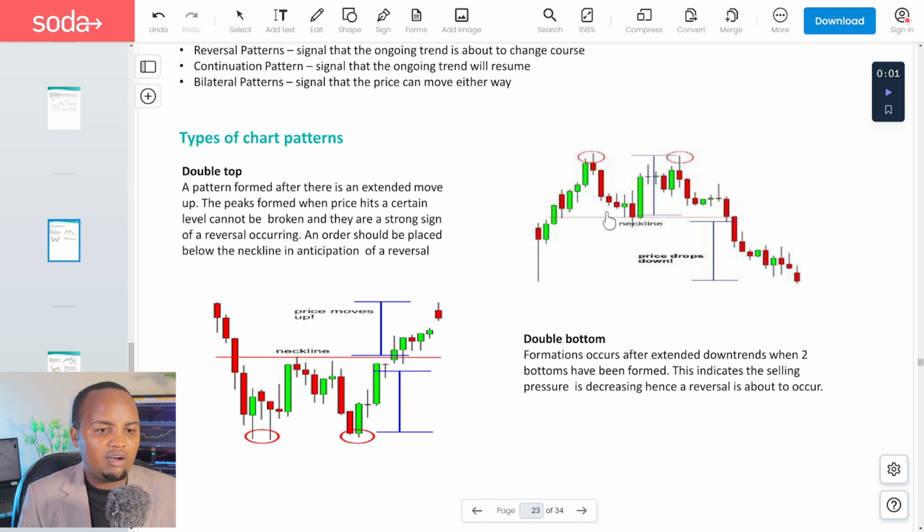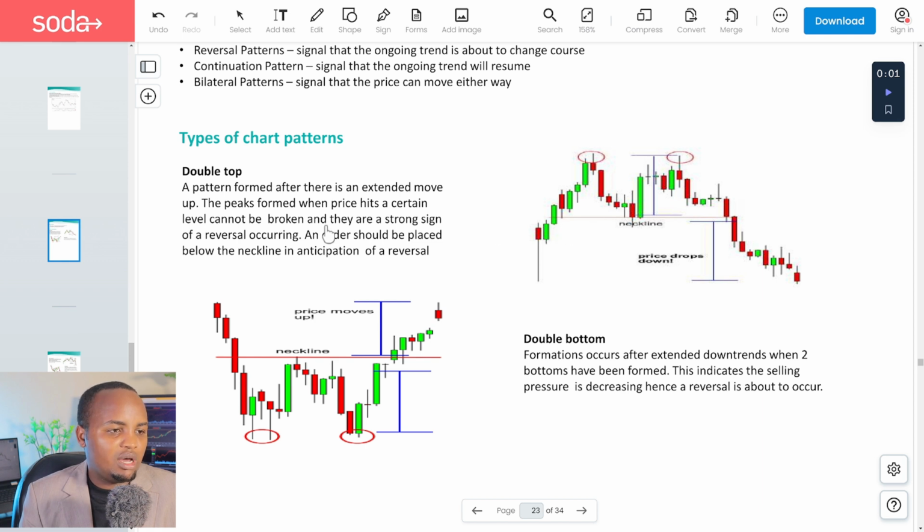So as you can see, we have the point we call the neckline. This is the neckline that we actually have here, and this is where most traders enter after the breakout of the neckline. Then you can enter a sell. So all these things you can identify in the market the moment you become familiar with the chart patterns, and they're just going to be helping you so much.